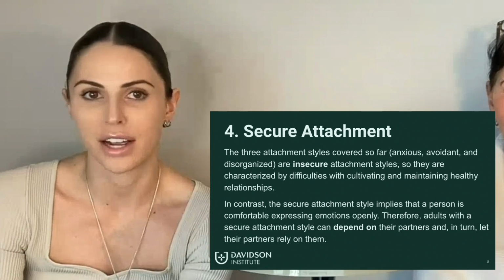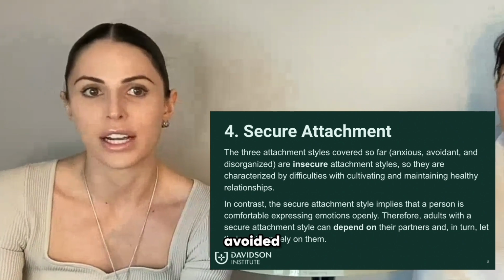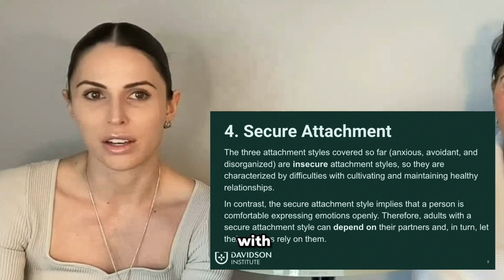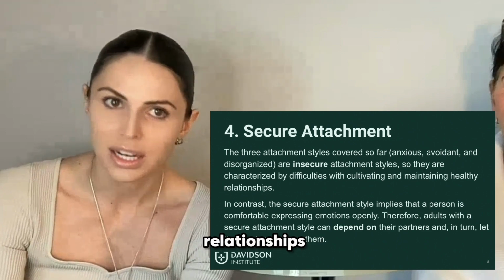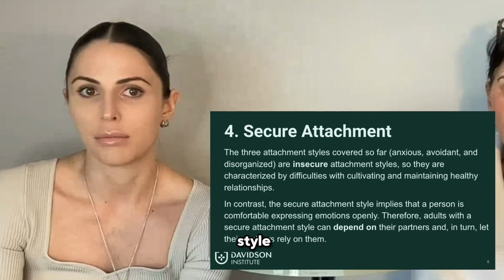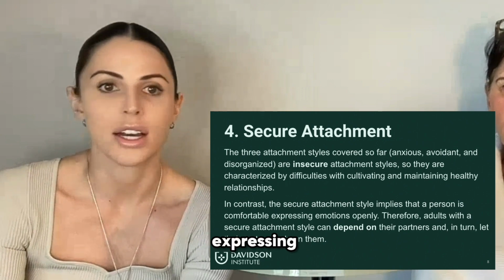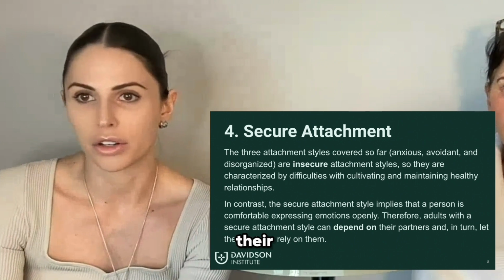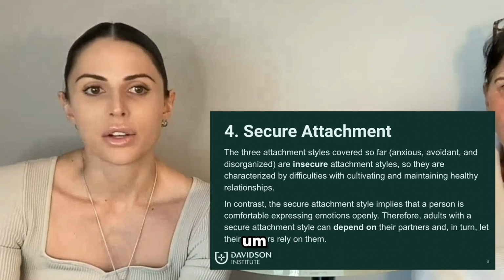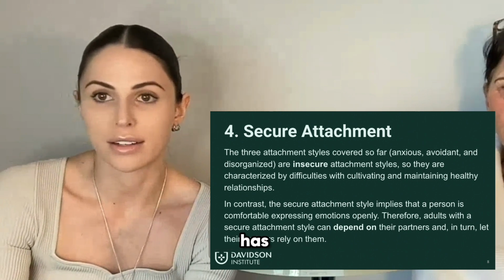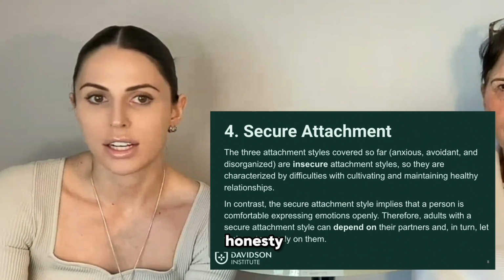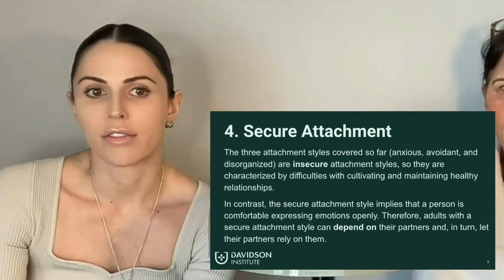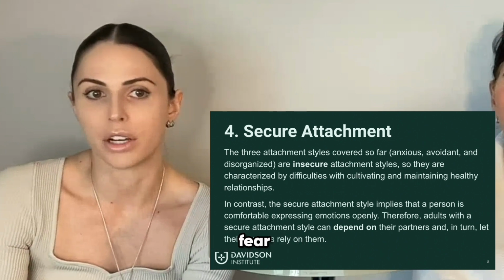So the first three styles covered, anxious, avoidant, and disorganized, are insecure attachment styles. They're characterized by difficulties with cultivating and maintaining healthy relationships. In contrast, the secure attachment style implies that a person is comfortable expressing their emotions openly, and they can depend on their partners and allow their partners to depend on them. Relationships with somebody who has a secure attachment are based on honesty, tolerance, and emotional closeness. And although someone with this attachment style often thrives in their relationship, they also don't fear being on their own.